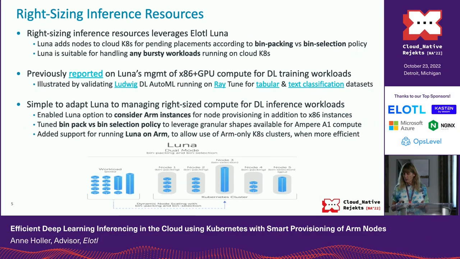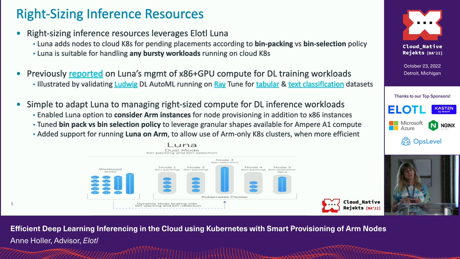And we've previously reported on Luna's management of x86 plus GPU compute for doing deep learning training rather than inferencing. And we talked about that with respect to Ludwig AutoML for deep learning, running on Raytune for tabular and text classification data sets. And it was simple to adapt Luna to this new workload of inferencing.